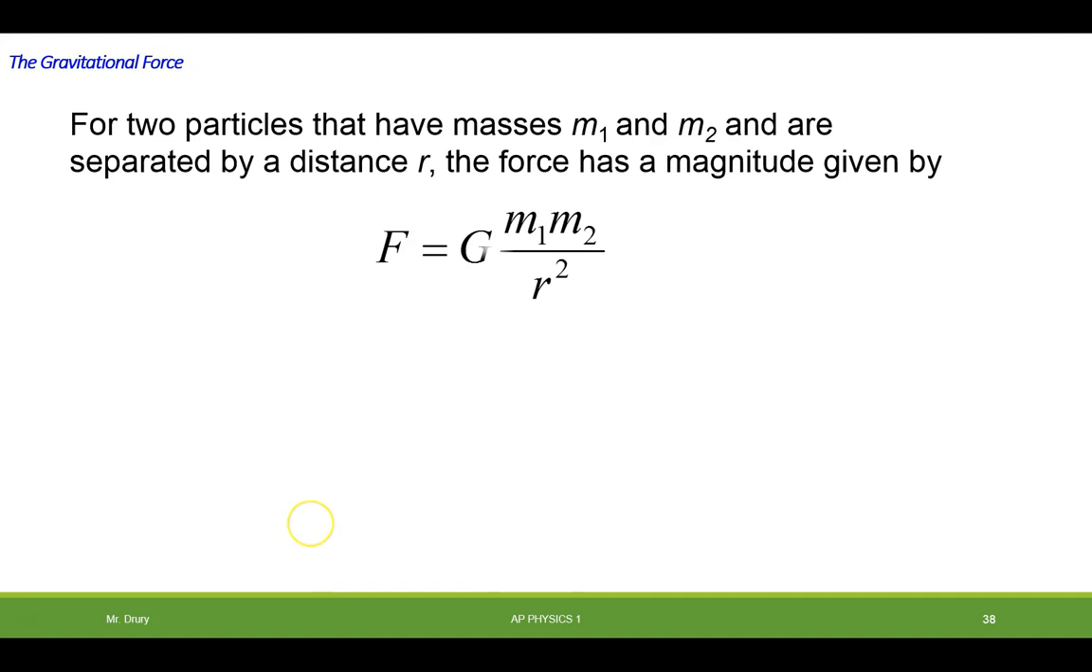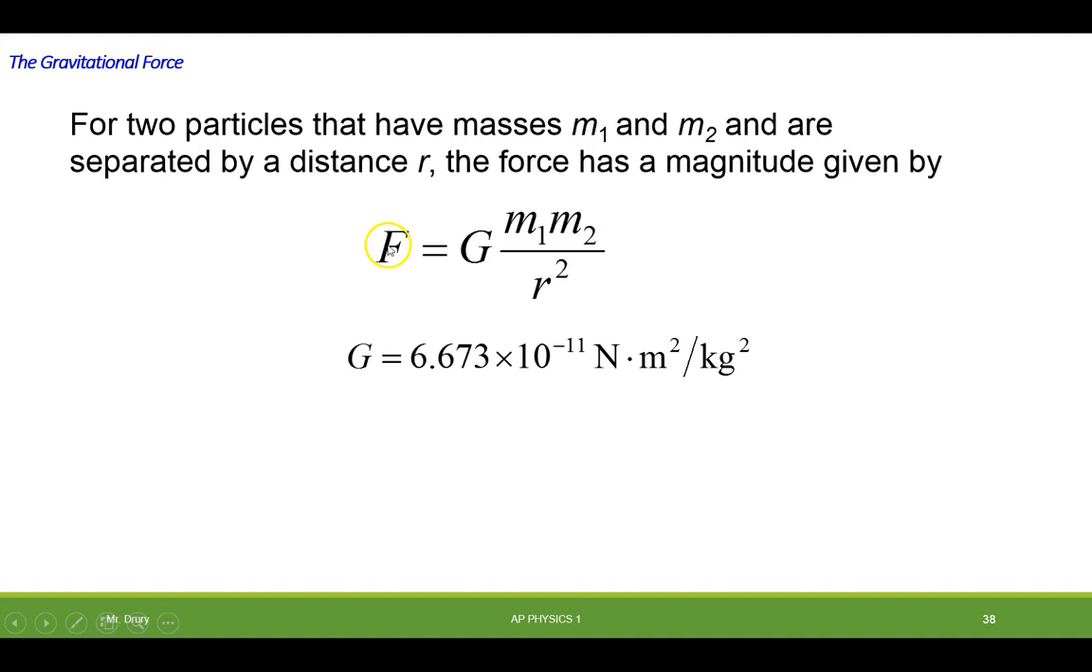Let's assume we have two particles that have mass m1 and m2 and are separated by a distance r. The force of attraction between the two is given by the following formula. Force is equal to big G, m1, m2 over r squared, where once again, this is the mass of one object, this is the mass of the other object, and this is the separation between the two squared. So what is this G?